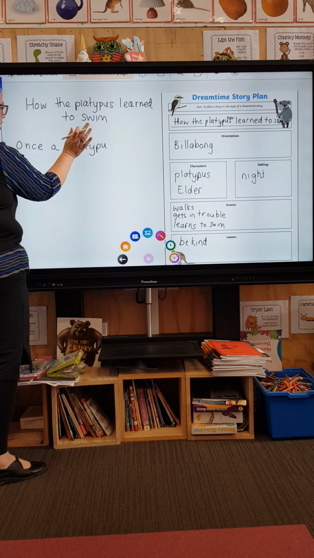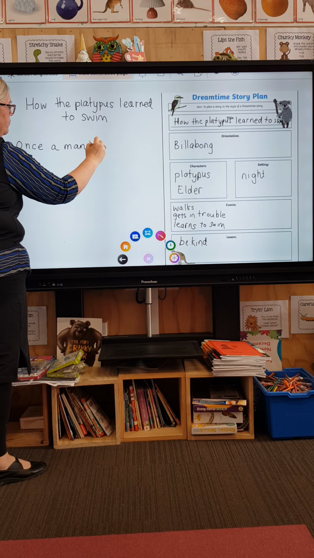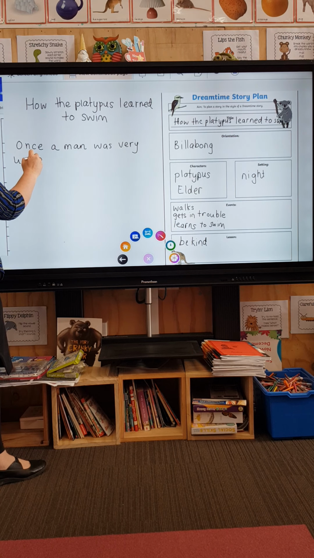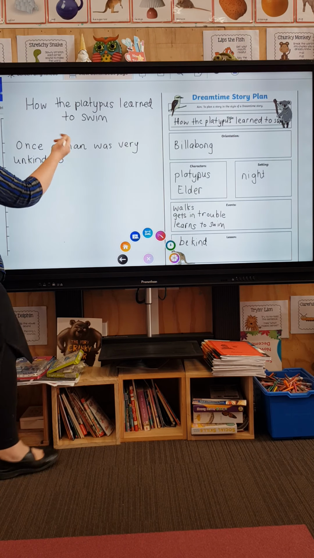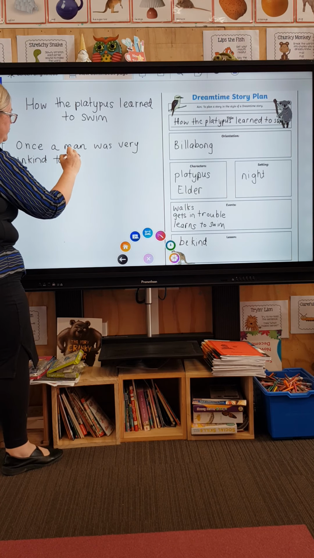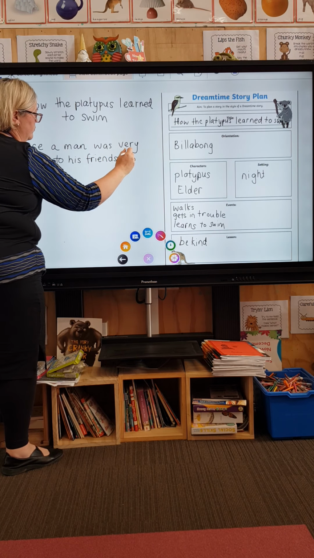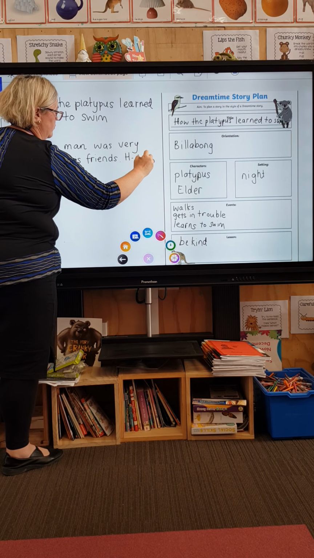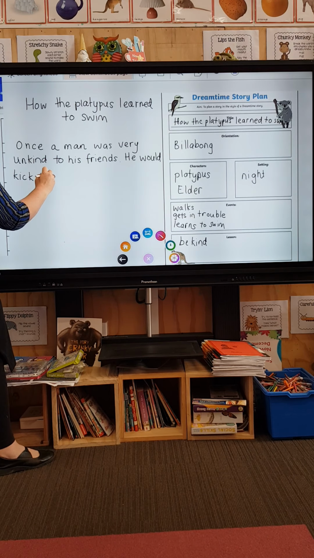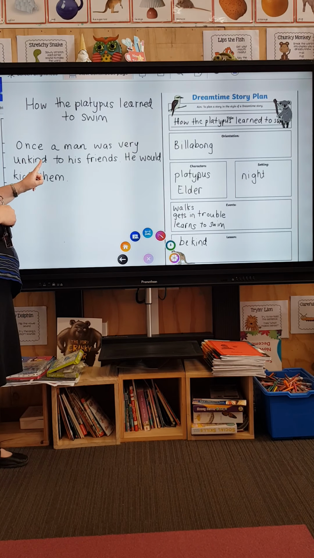Be a platypus, so I want to change that. So it's good to show you that we can change things. Once a man... you don't have to rub it out. You can just scribble or put an arrow, or you can put a line through it. Trying to be a bit clever and make it about the legs. So I said, once a man was very unkind to his friends.